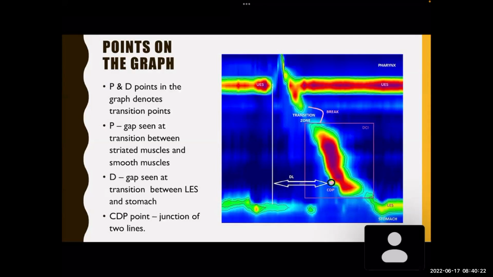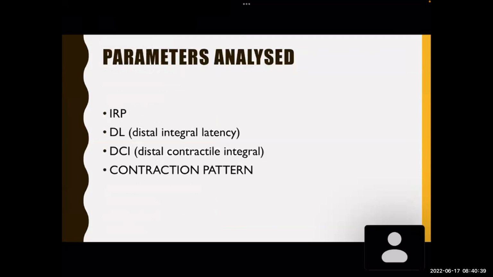The D point denotes the transition between the lower esophageal sphincter and the stomach. The CDP point is the junction between the lines drawn from the P and the D point. I will come to the significance of all those points in the subsequent slides. What are the parameters to be analyzed? The parameters to be analyzed are integrated relaxation pressure (IRP), the distal latency, the DCI, distal contractile integral, and the contraction pattern.